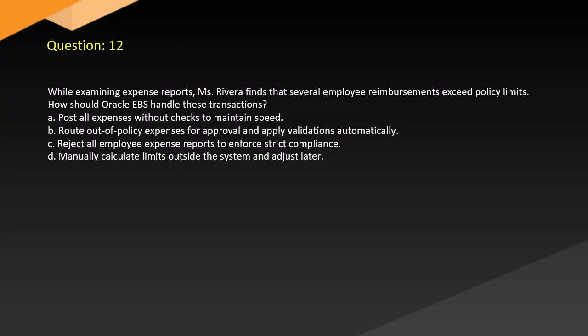Question 12. While examining expense reports, Rivera finds that several employee reimbursements exceed policy limits. How should Oracle EBS handle these transactions? A. Post all expenses without checks to maintain speed. B. Route out-of-policy expenses for approval and apply validations automatically. C. Reject all employee expense reports to enforce strict compliance. D. Manually calculate limits outside the system and adjust later.